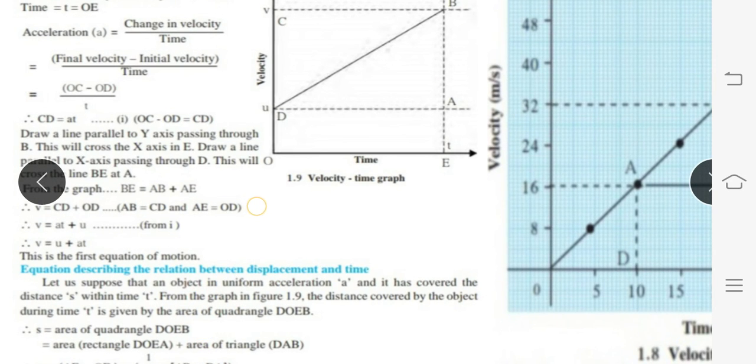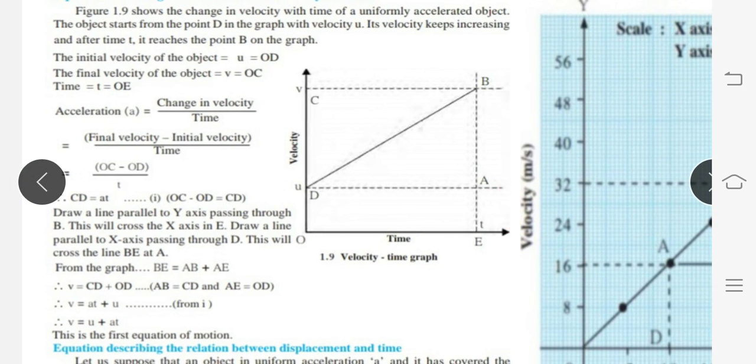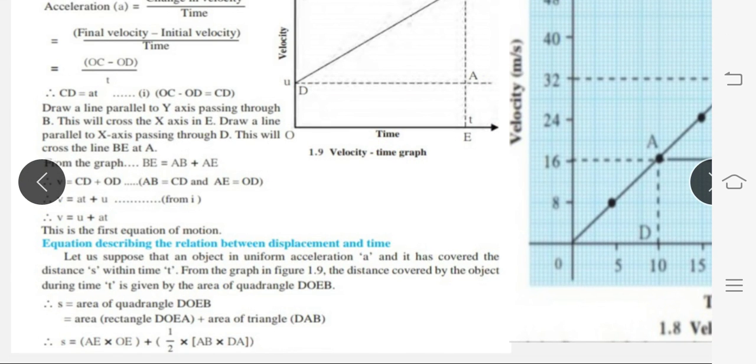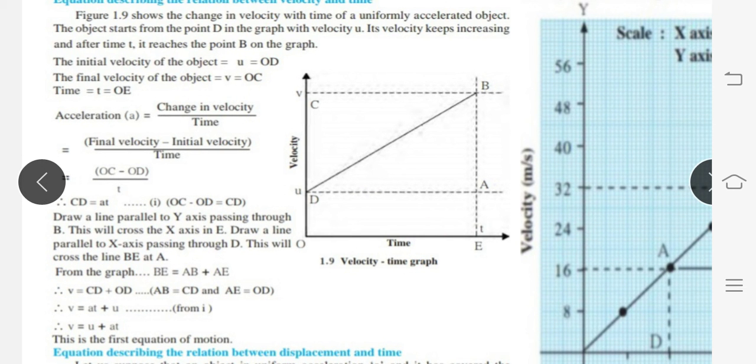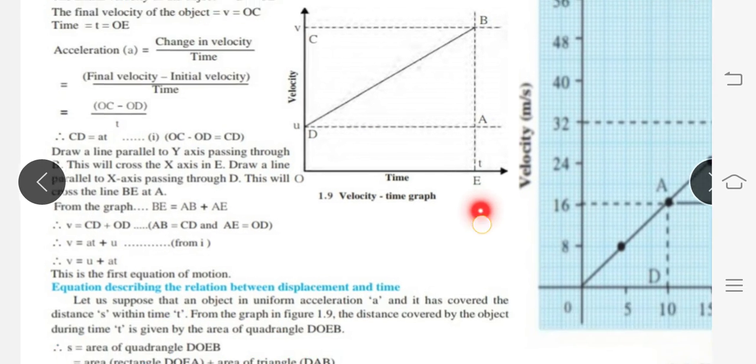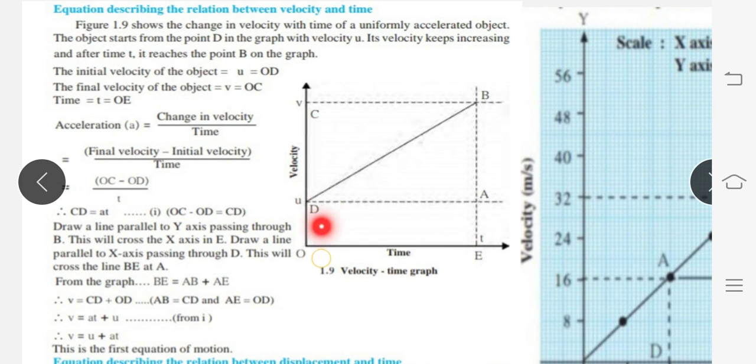Now let's understand the second equation, that is the relationship between displacement and time. Now observe the same graph. Here let us suppose that an object in uniform acceleration a has covered the distance s in time t, and from the graph, the distance covered by the object during time t is given by the area of quadrilateral DOEB. Now observe the diagram. Where is the area of quadrilateral DOEB? Here is D, O, E and B. So this is a quadrilateral.